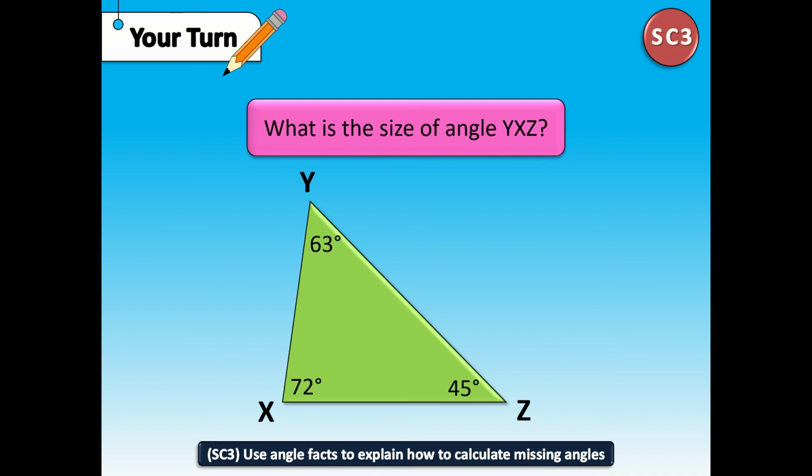Here's another question for you to have a go at. Pause the video, and when you're ready to see what you should have done, press play. So we want the size of YXZ. So we start at Y and go to X, and then go to Z, and it's the angle in the middle, so it's 72 degrees.